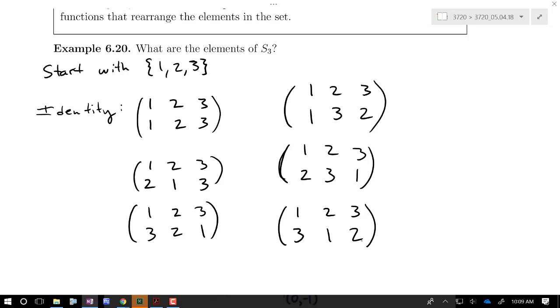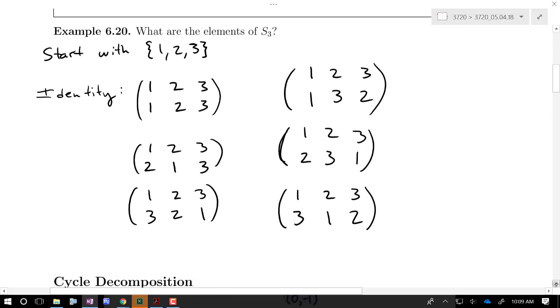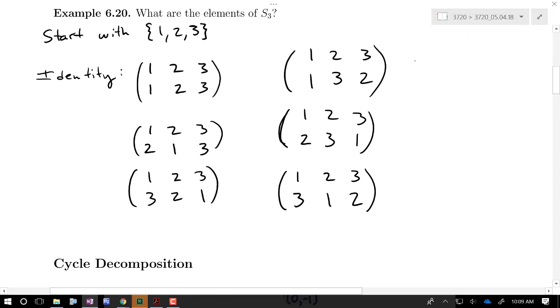And I think this is it, because I don't think there's any others that mix all 3 up, right? If it's going to mix all 3 up, 1 is either going to go to 2 or 3, right? 2 is either going to go to 3 or 1, and 3 is either going to go to 1 or 2, and I think we have all of those represented here. So it looks like we have 6 elements, meaning that the order of the group S3 is 6.